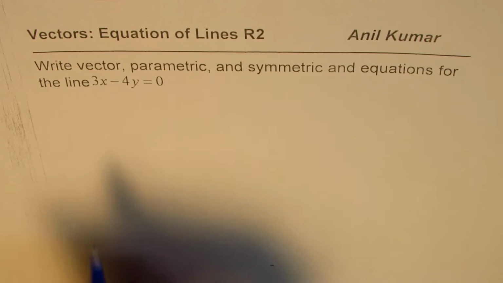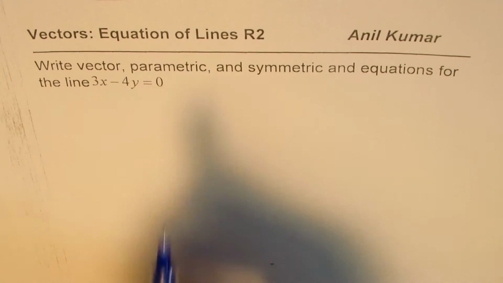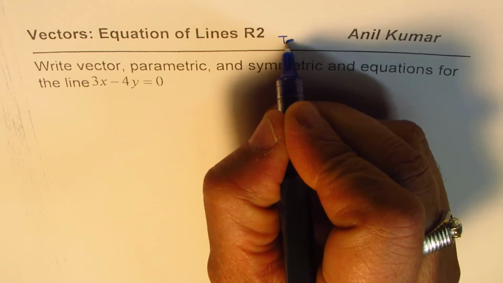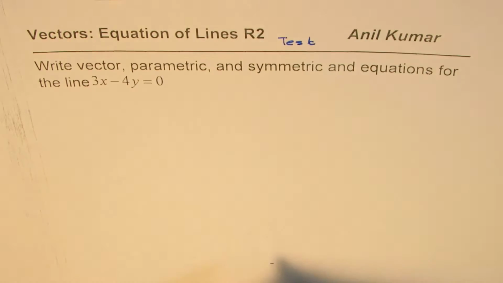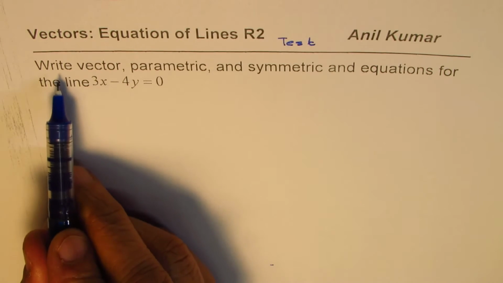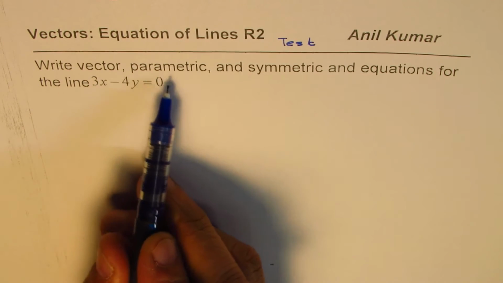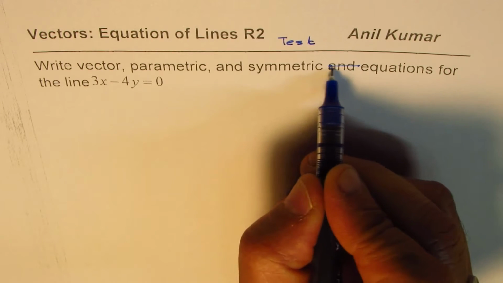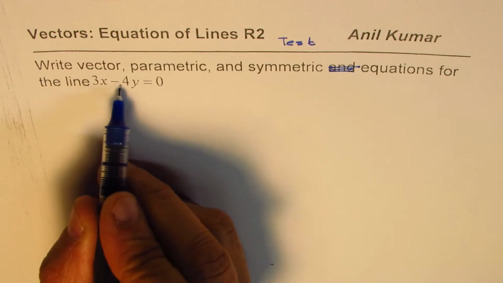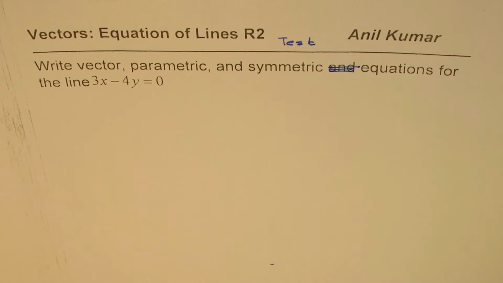We need to write equations of line in different forms. So I'd like you to pause the video, copy the question, answer, and then look into my suggestion. The question here is, write vector, parametric, and symmetric equations for the line 3x minus 4y equals 0.